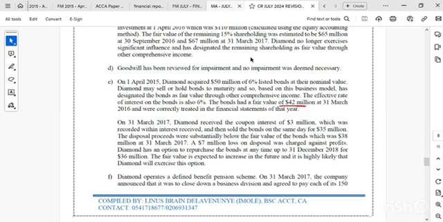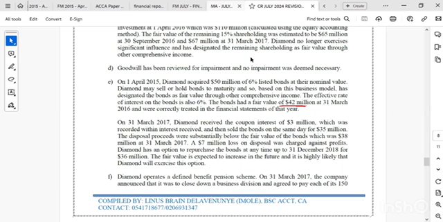The disposal proceeds were substantially below the fair value of the bonds, which was 38 million. At the date we are disposing of this bond, the fair value was 38 million. So if we want to sell, it's supposed to be at 38 million. But why are we selling at 35 million? We will come to that. A 7 million loss on disposal was charged against profits.